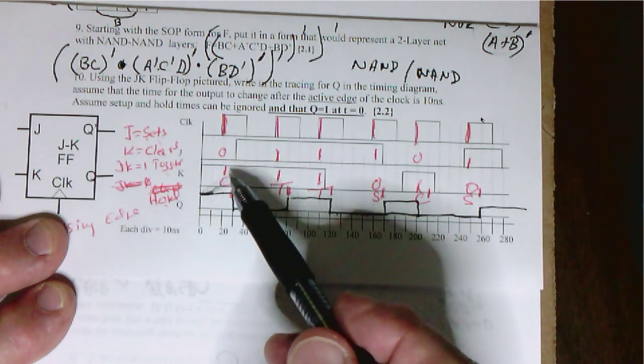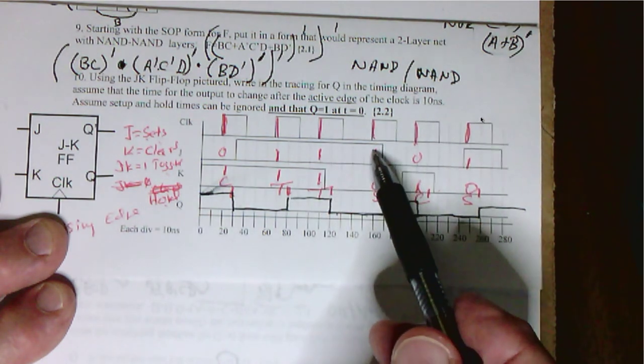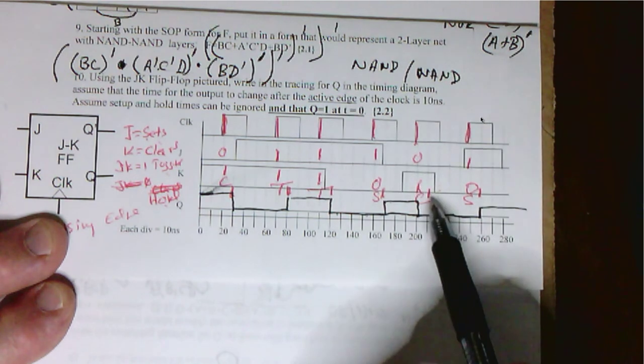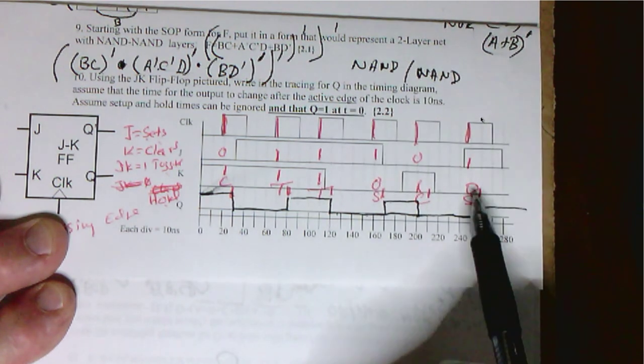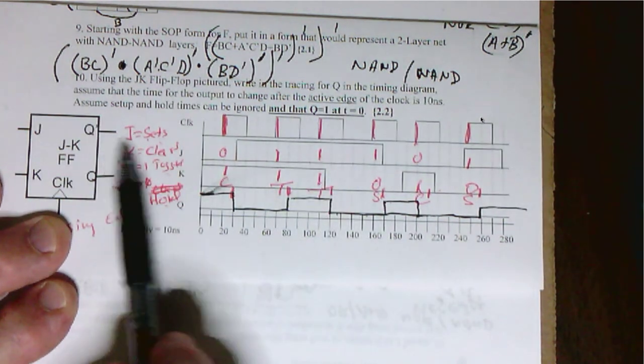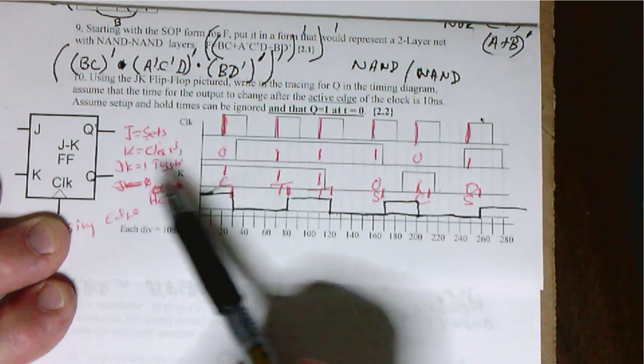J is 0, K is 1, so that's a clear. Both 1, it's a toggle. Both 1, it's a toggle. J is 1, K is 0, so that's a set. J is 0, K is 1, so that's a clear. J is 1, K is 0, so that's a set. And remember, all you have to remember for JK flip-flop is J sets, K clears. If they're both 1, it toggles. If they're both 0, it holds. That's all you have to remember.